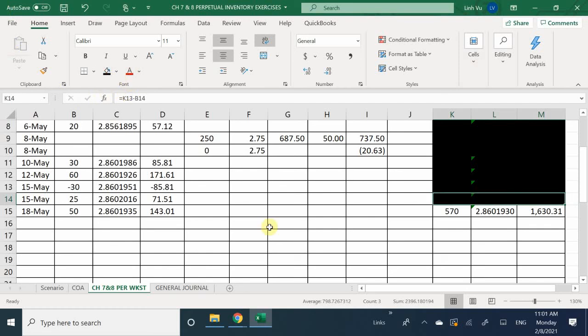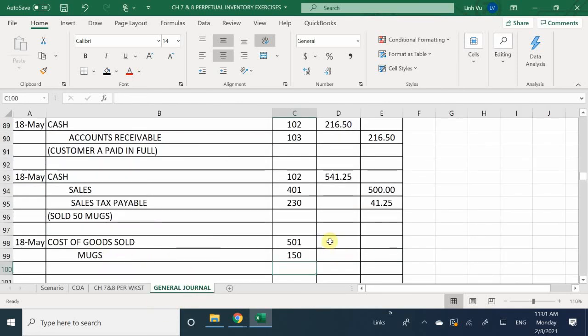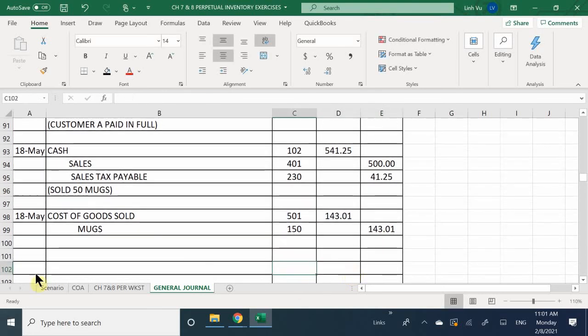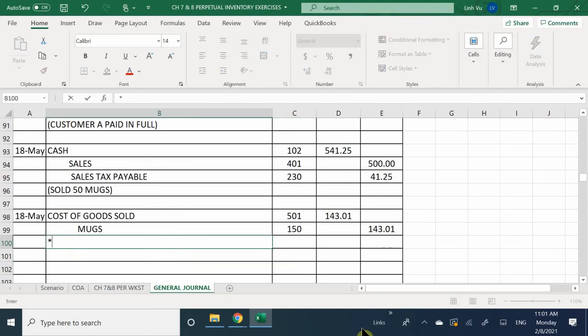Now, the new piece of information I have is that it cost me a total of 143.01. So here, cost of goods sold, 143.01. And of course, I'm going to add my description here that I sold 50 mugs.